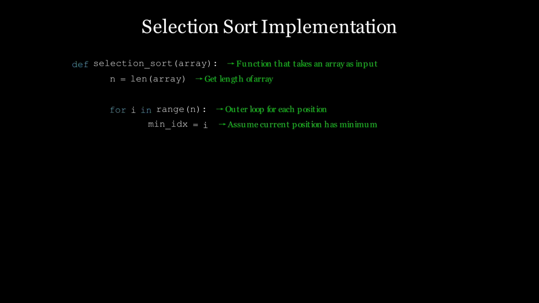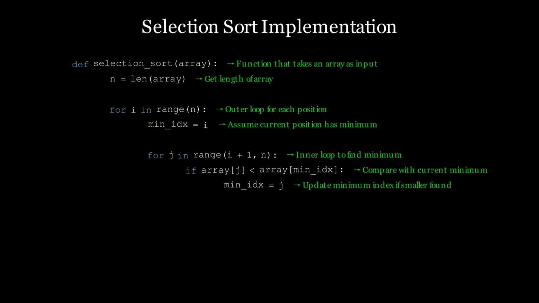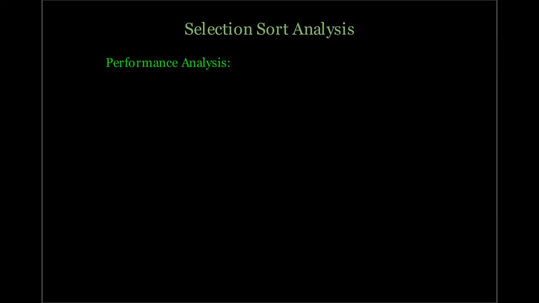We define a function selection sort with array as an input, and we find the length of the array, and the main logic uses two loops. The outer loop runs from 0 to n minus 1, assuming the current index i is the minimum, setting the min index to i, and the inner loop starts at i plus 1. It finds the smallest element by updating the min index if a smaller element is encountered. So finally we swap. This exchanges the elements at index i and min index, placing the smallest element in the sorted section.